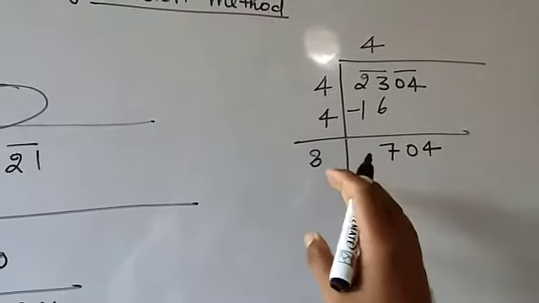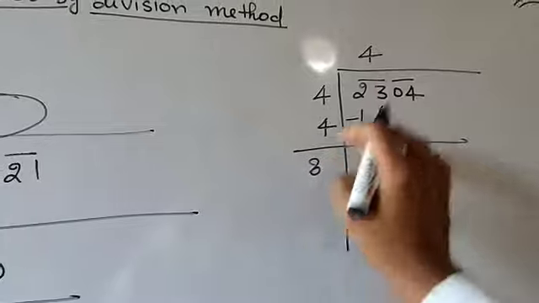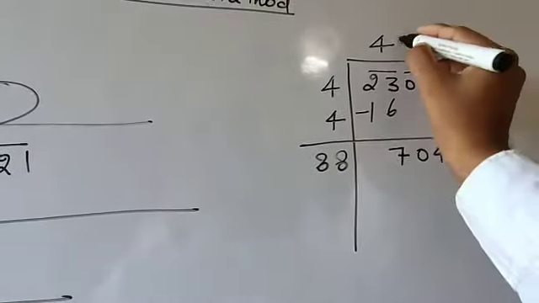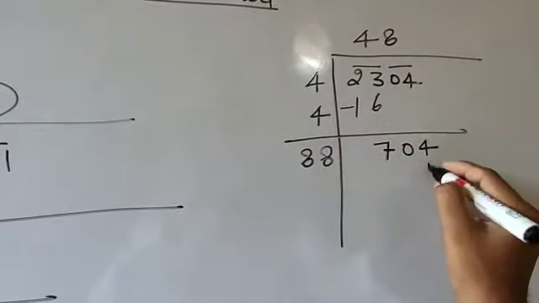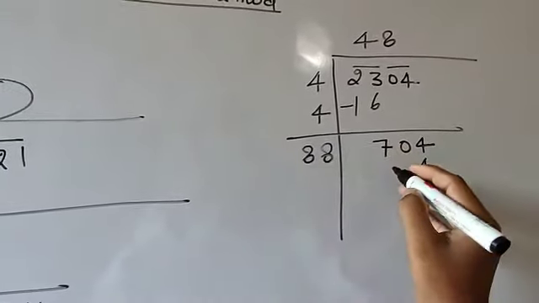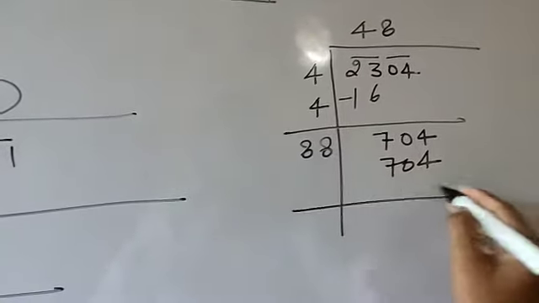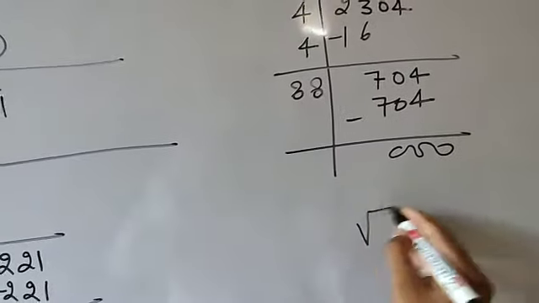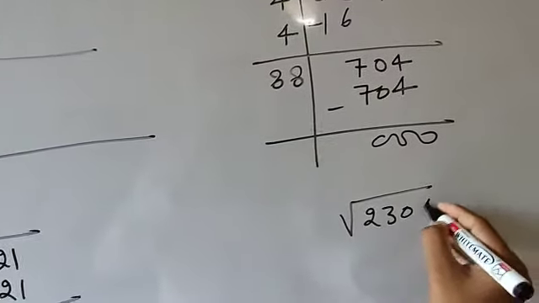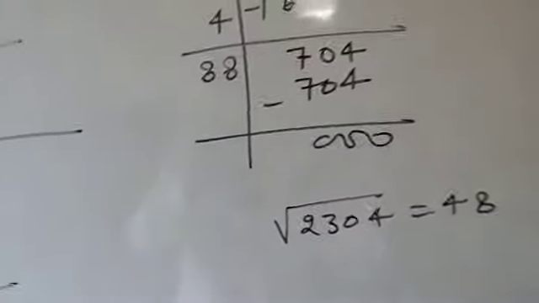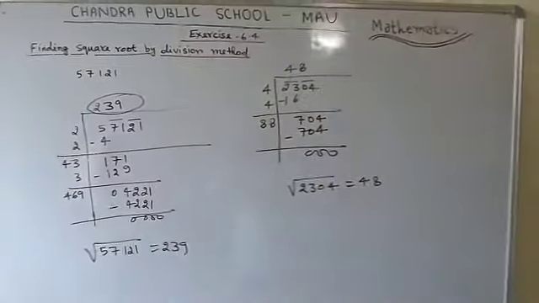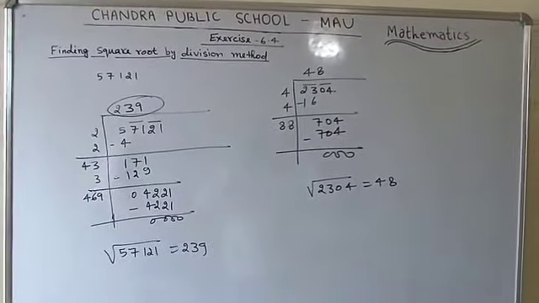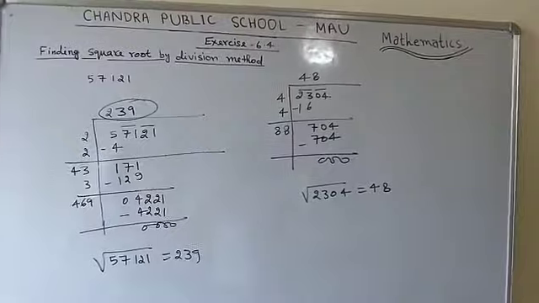Now whatever number you keep here, the same number will be kept here and by the same number it will be multiplied. So if I am going to put 8 here, then 8 8s are 64, 8 8s are 64 plus 6, 70. Here if you are going to subtract, that will be 0. Now there is no other pair, so you can write square root of 2304 equal to 48. So students, this method is called the division method to find the square root. Here you will get the square root directly without finding the prime factors.